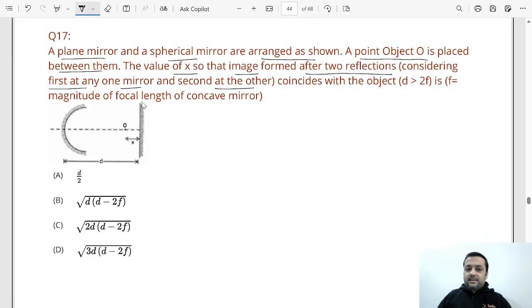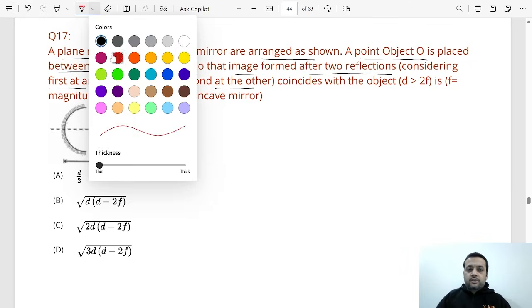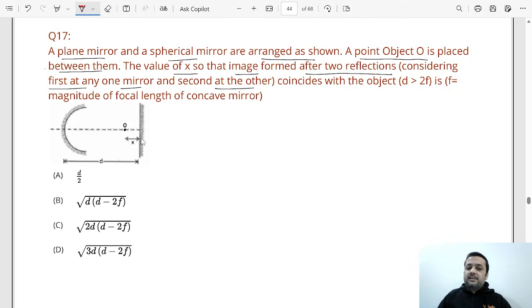So basically what is happening here, you have got a plane mirror, and here you have an object. Now you can consider the first reflection at the plane mirror and the second reflection at the concave mirror, or the other way around. But the eventual condition is that the image formed after the second reflection should coincide with the object. So let's first consider the reflection at the plane mirror.